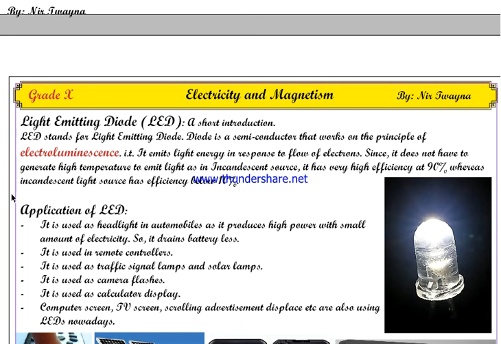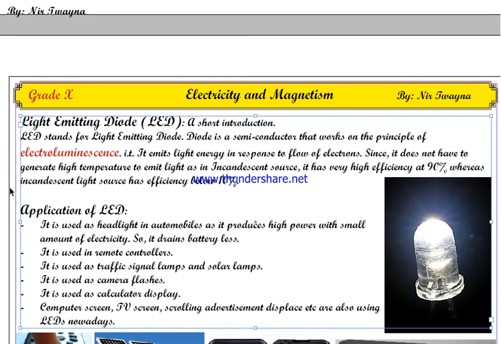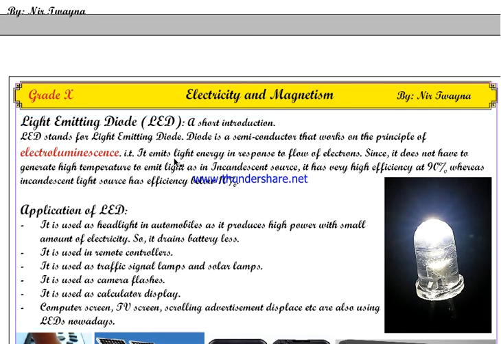Filament lamp, incandescence; fluorescent lamp and CFL, tube light and CFL, fluorescence; LED, electroluminescence. Don't forget. It emits light energy in response to flow of electrons.